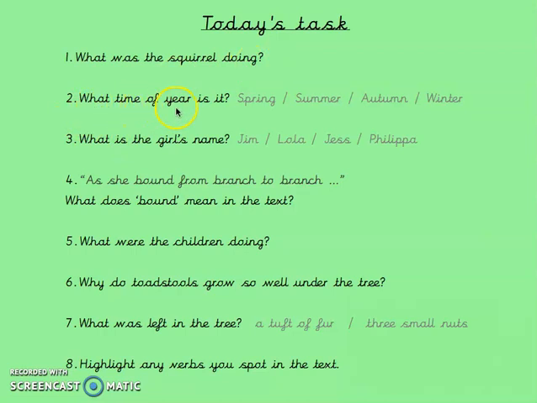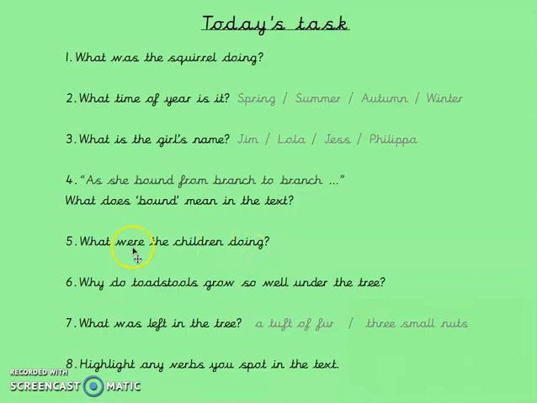Question 2 says, what time of year is it? And it gives you some choices. You have to pick the one that you think it is. What is the girl's name? And again, it gives you some choices and you have to say, what is the girl's name? Question 4 asks you to understand a word. So it says, as she bound from branch to branch. Now that's something that's in the text. You need to read it in the text. And it says, what does bound mean in the text? So if you read the whole sentence, can you figure out what that word means?